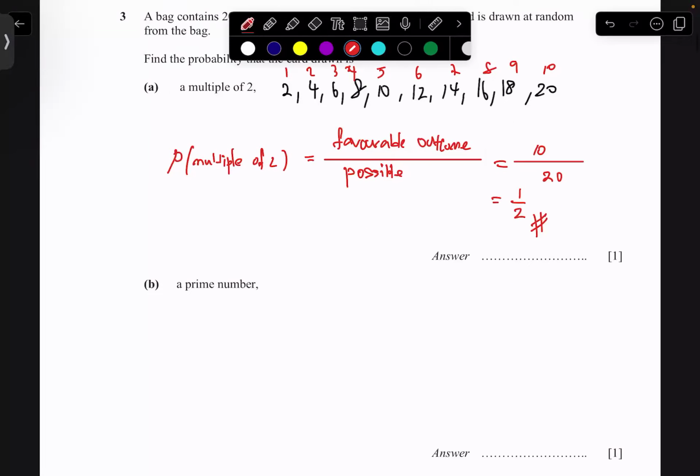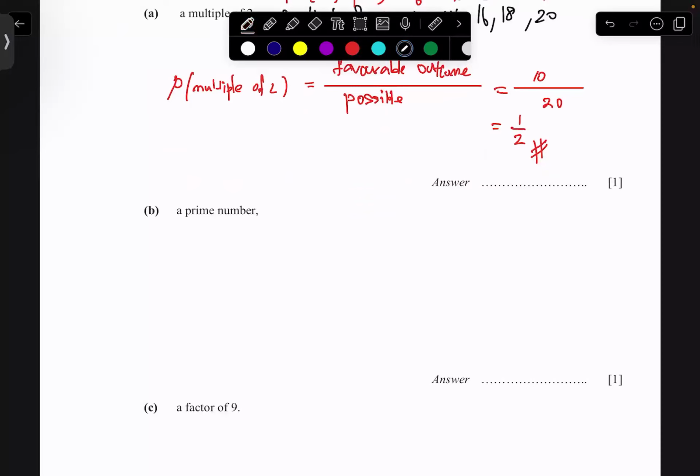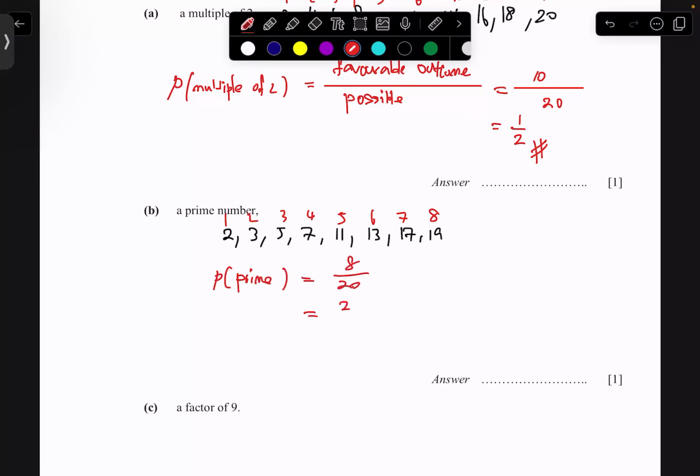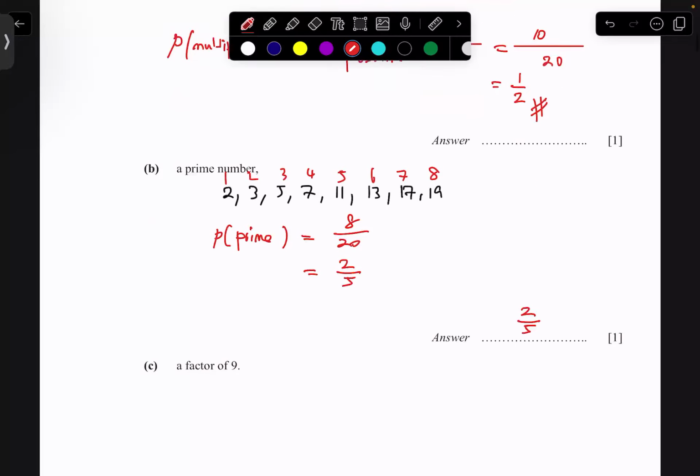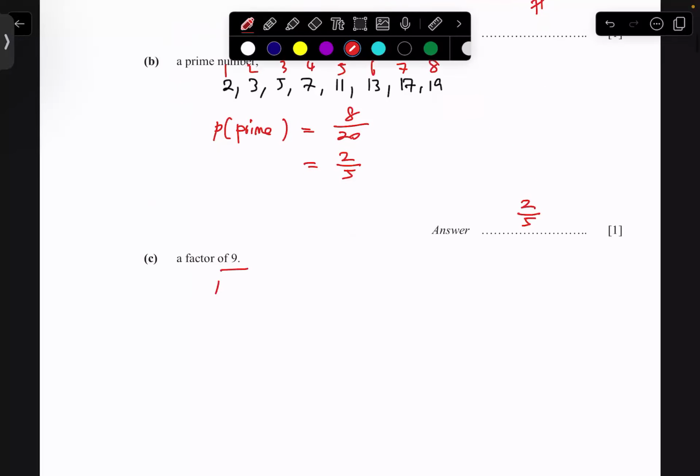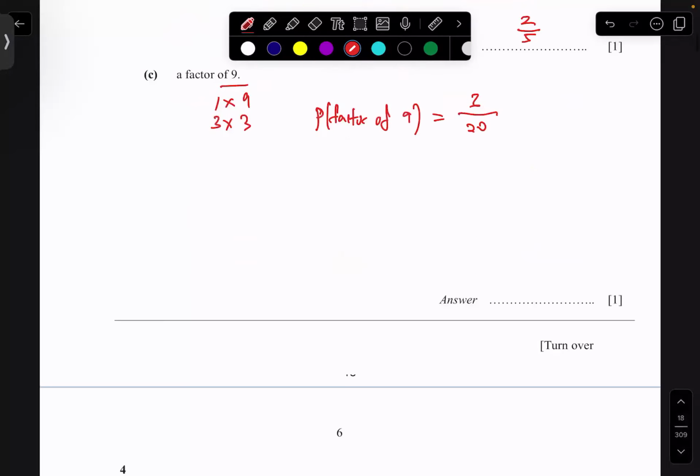Now, find the probability that it is a prime number. List down the prime numbers: 2, 3, 5, 7, 11, 13, 17, 19. We have 8. So the probability of prime will be 8 out of 20, which reduces to 2 out of 5. A factor of 9. Now, factors of 9, we have 1 times 9, 3 times 3. So that means there are only 3 factors. So the probability of factors of 9 is 3 out of 20. Okay, that's all.